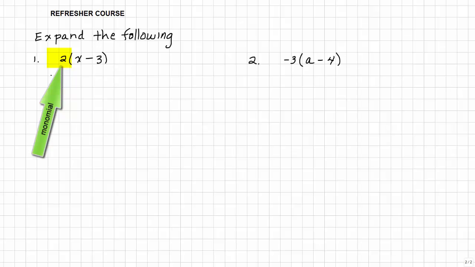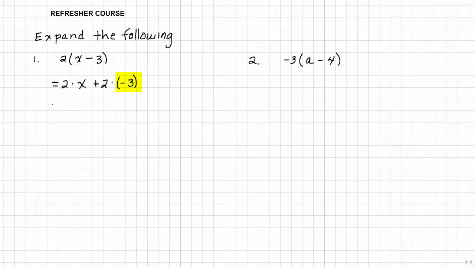The 2 outside the brackets here is called the monomial because it's a single term, and the x minus 3 because it's inside a bracket is called the binomial. Since there's no sign between the 2 and the bracket, the operation here is multiply. So we take the 2, and this dot also means multiply. We have 2 times x, and then plus 2 times the second term, which is negative 3.